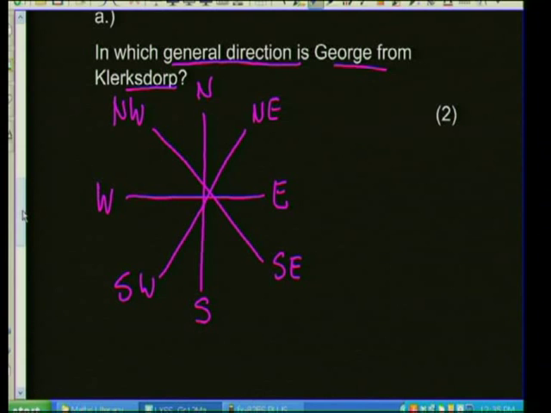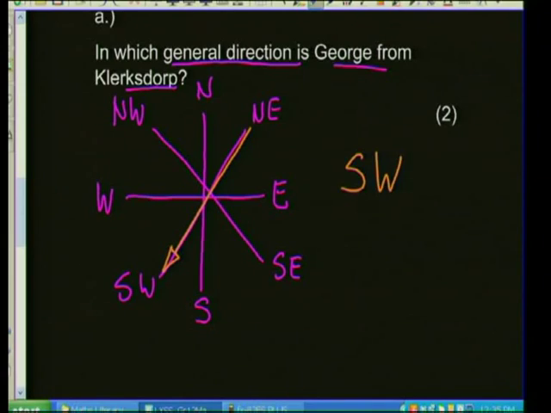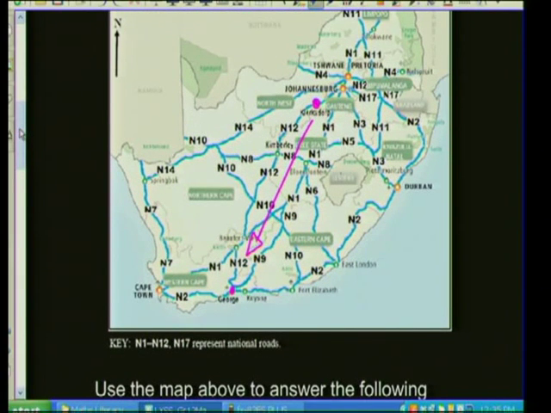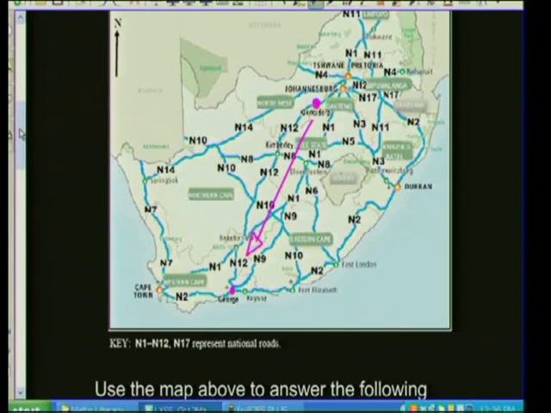Now we are going in that general direction. Which direction is that? So let me see, we are going in that direction. Important to note from where you are coming to where you're going. Otherwise you're going to get the general line correct, but the actual direction wrong. So what have we got? We are going southwest. So what I mean is if we were going in the wrong direction, if our arrow was facing up to Klerksdorp, then we would actually be saying northeast. So we've got our general direction, but the wrong way. So we are heading from Klerksdorp to George.